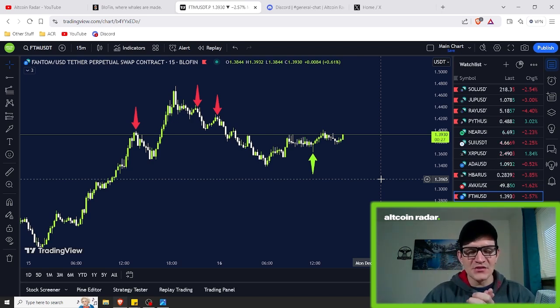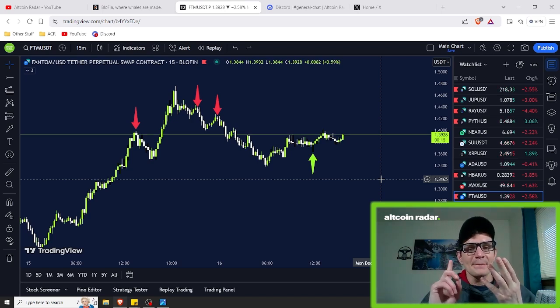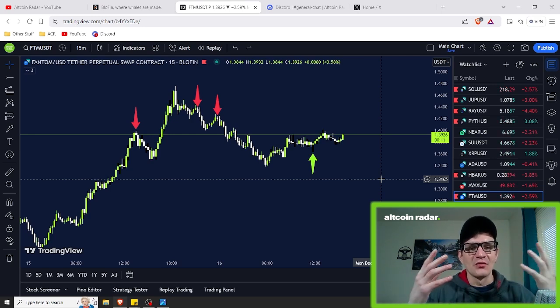Now, I pay attention to candlestick patterns a lot when I'm trading because they tell me a lot as far as the overall momentum in the market, the overall momentum in the direction that we're going or are about to go, and the overall direction of which way it could end up going.